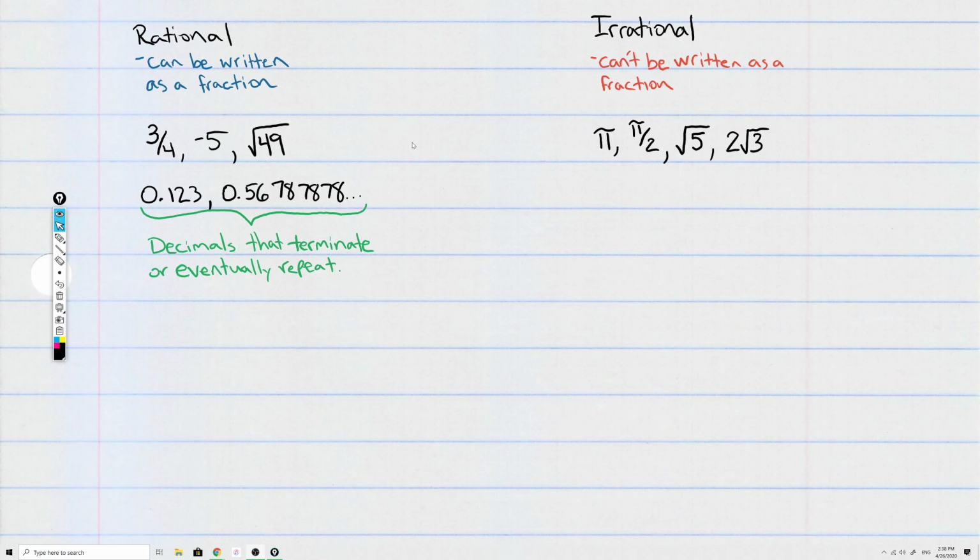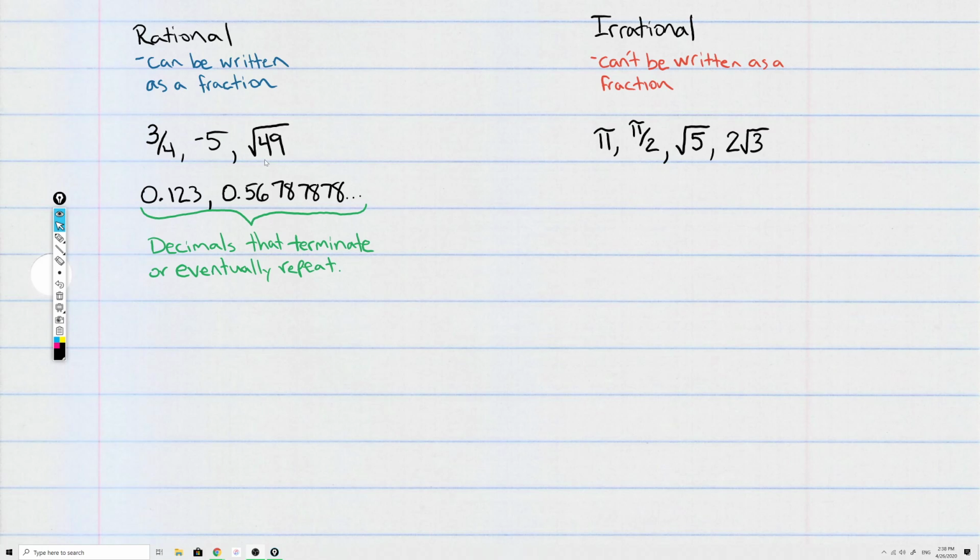So first, just to review the definitions, a rational number is a number that you can write as a fraction. And when you see fraction here, that means a fraction made with whole numbers. So 3/4, that's an easy example. -5 could be written as -5/1. And these are trick questions that teachers like to give you. Well, the square root of 49 can be simplified to just the whole number 7, so it's a rational number as well.